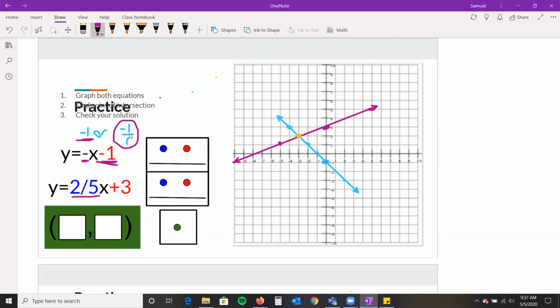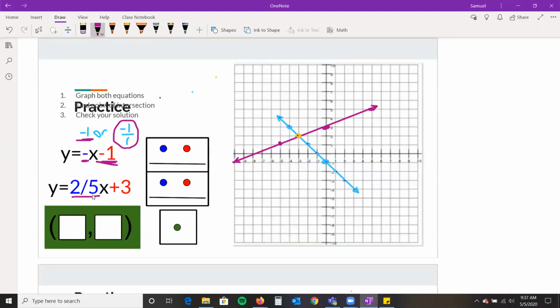So I say, okay, rise over run. So a rise of negative 1 is going to be down, and then a positive 1 for the run is going to be right. So that's why I went down 1, right 1, down 1, right 1, down 1, right 1, okay, and backwards as well. One left, one up, one left, one up, one left. Okay, so that's my first line, and I just connected the dots.